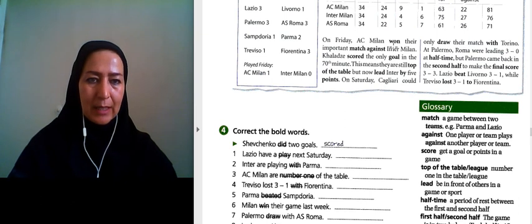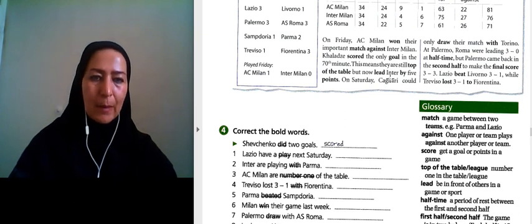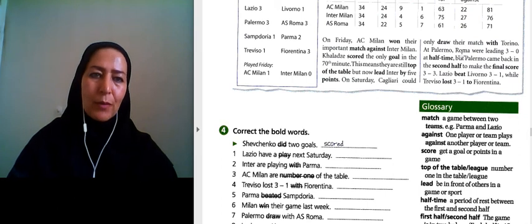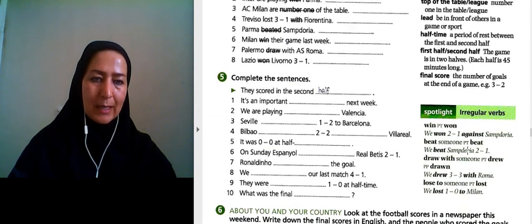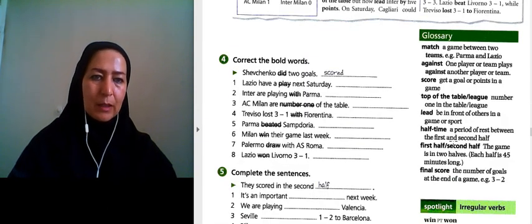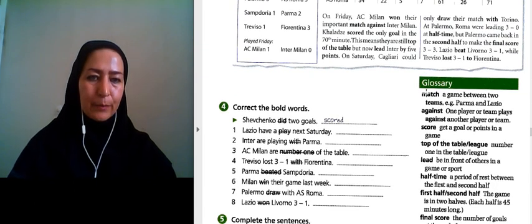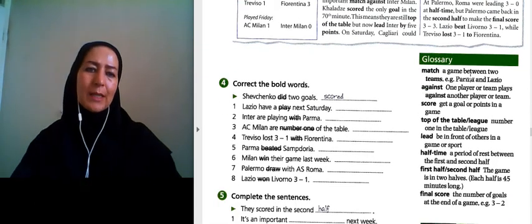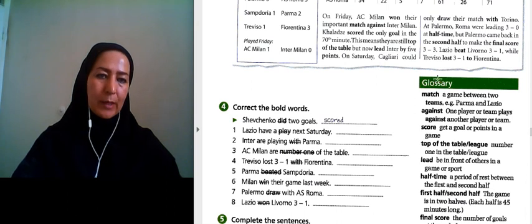Let's read this part to see what is going to happen here. Before reading this part, it is mostly necessary to talk about the glossary and spotlight. Let's first talk about glossary and spotlight, then we can read this text. So in this part, you're going to learn some words that are needed for this part.